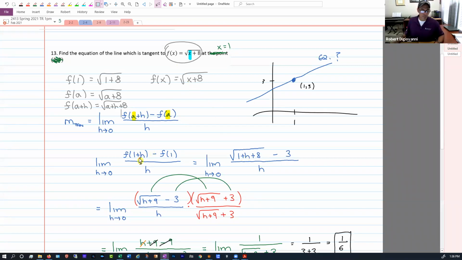If I ask you to plug something into a function, all you do is replace the x's in the function with whatever I tell you to plug in. If I say, what's f of 2, you replace x with 2. If I say, what's f of 5, you replace it with 5. But if I ask you to plug in 1 plus h, then you replace that x with 1 plus h. That's what we've done here. We just replaced that x with 1 plus h, and we still had the plus 8.